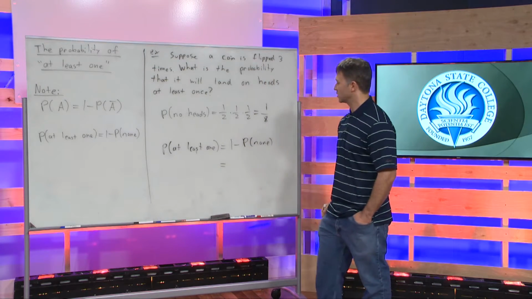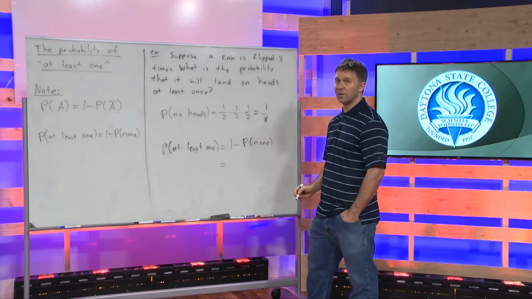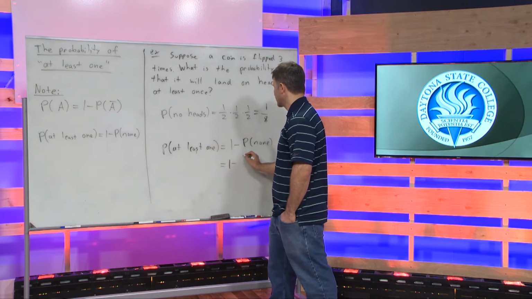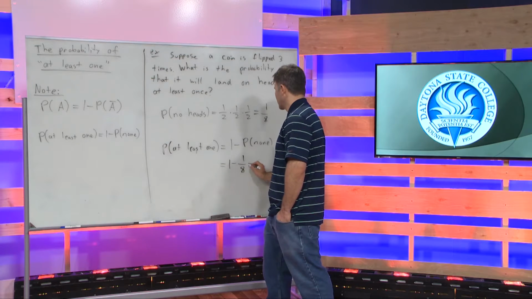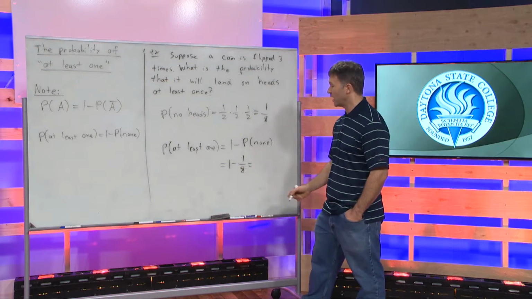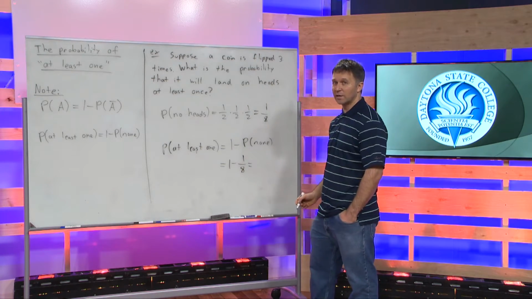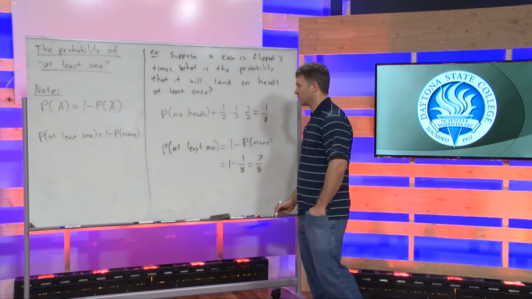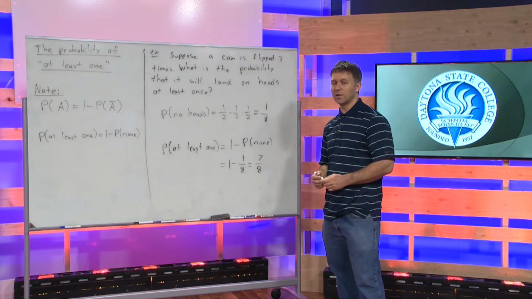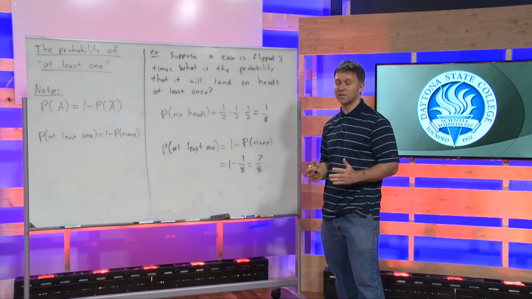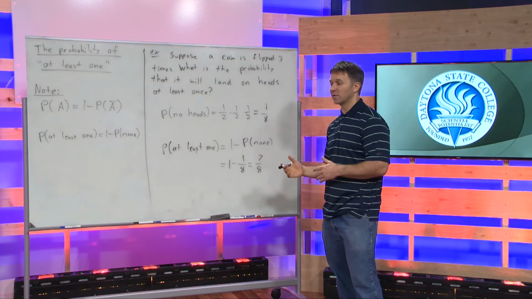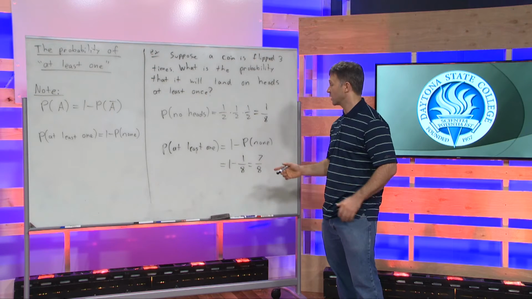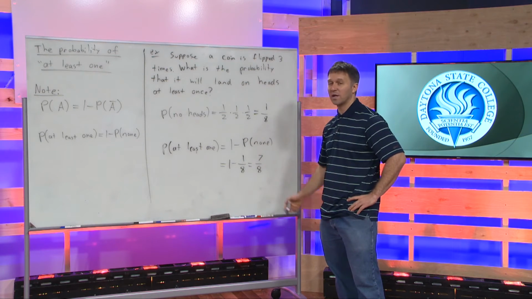So now to finish the problem, P of at least one is going to be 1 minus P of none, which we just found. So P of at least one is going to be 1 minus 1/8. If you make that calculation, 1 minus 1/8 will give you 7/8. So the probability of flipping a coin and having it land on heads at least once is 7/8, whether it be the first flip, the second flip, the third flip, all 3 flips, whatever it may be. The probability of getting at least 1 heads is 7 out of 8.